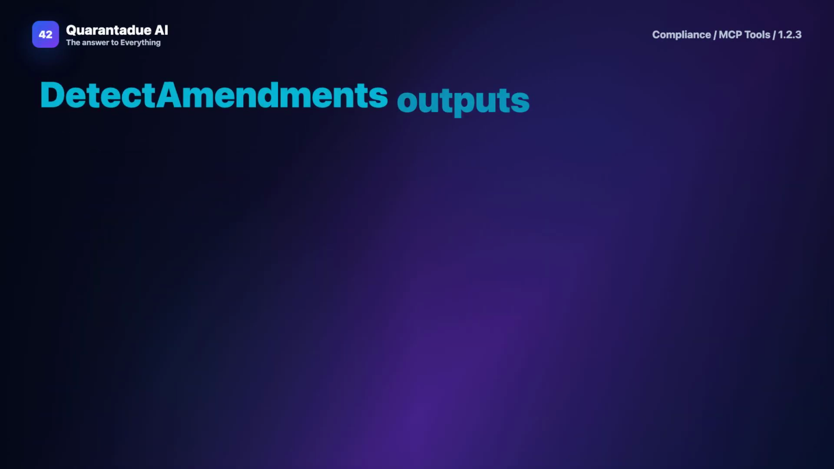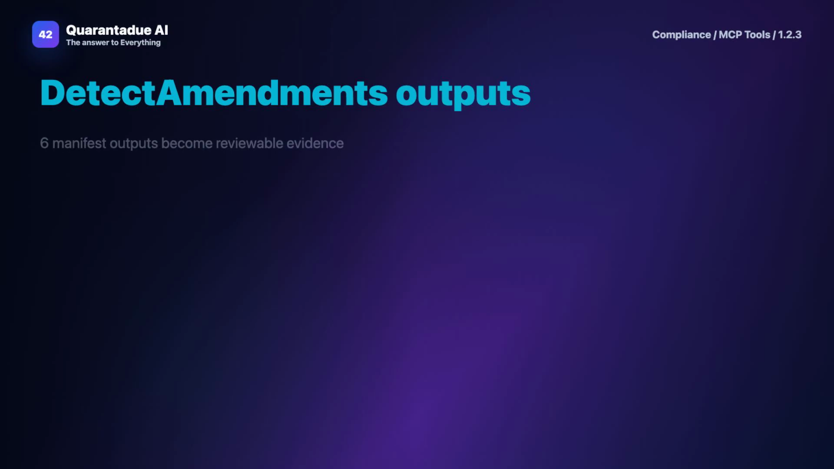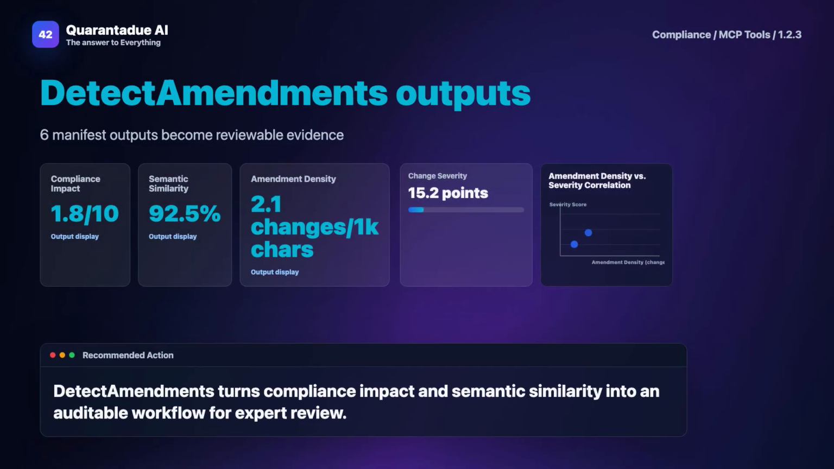And calculate overall compliance impact score by combining severity, amendment density, citation changes, and similarity metrics into a 0-10 scale where 0 indicates no compliance impact and 10 indicates complete regulatory overhaul. This keeps the process deterministic, reviewable, and aligned with how compliance teams actually make decisions.